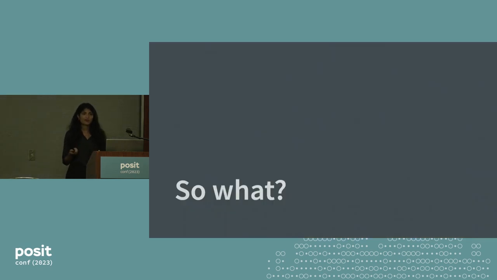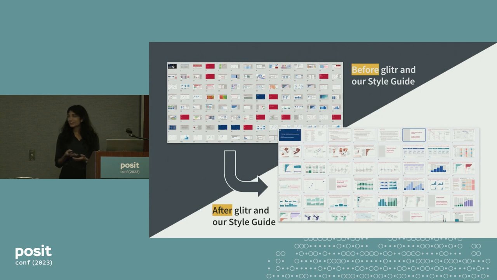So what? Where do we go from here? Well, before glitr and the style guide, our teams were working in silos and often were creating products that lacked visual coherence and ended up creating a lot of cognitive load anytime you were looking at your presentations. And while this before and after is zoomed out, you can still see a little bit more visual coherence in the slide deck on the bottom.